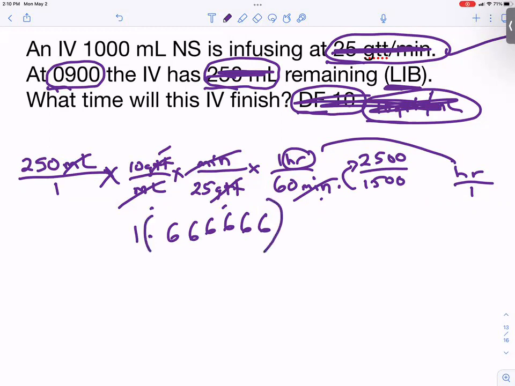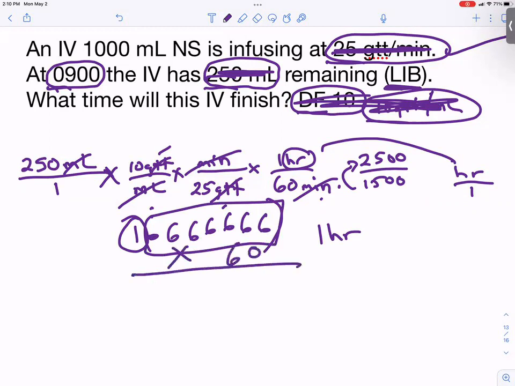All right. So the number before the decimal represents hours. That's 1 hour. So now, how do I get minutes? I take 0.66666 and multiply that by 60. And when I do that, it'll give me 39.99. I round that to 40 minutes. So it'll take 1 hour and 40 minutes for this IV of 250 milliliters to infuse, to finish.